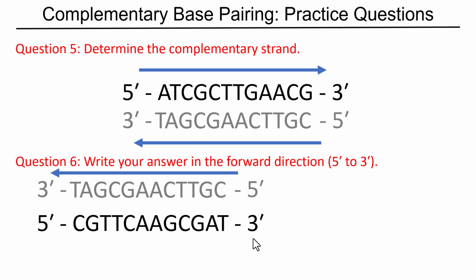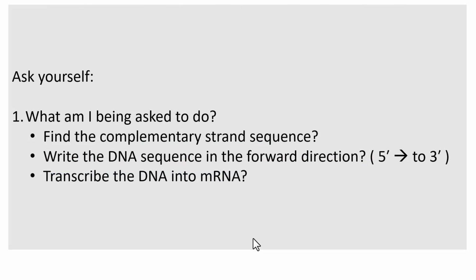So for questions like this, you need to ask yourself, what am I being asked to do? What is the question asking me to do? Is it asking me to find the complementary strand sequence? If that's the case, then you need to use your base pairing rules: adenine in one strand always forms a base pair with thymine in the other, and the same is true with cytosine in one strand and guanine in the other strand.